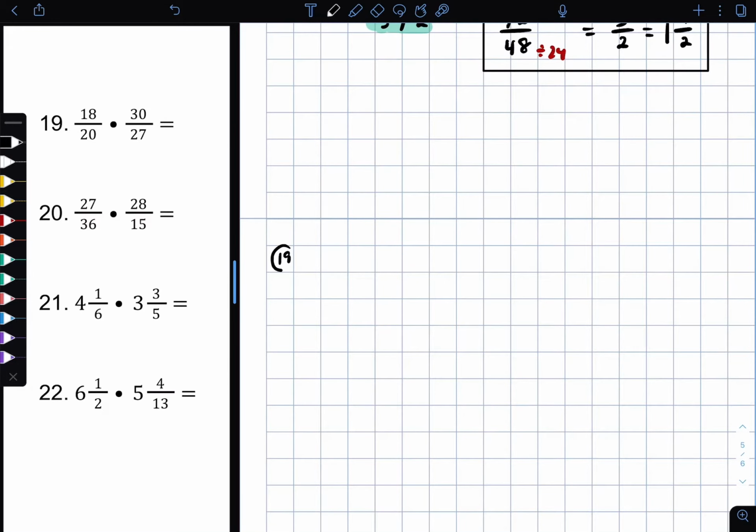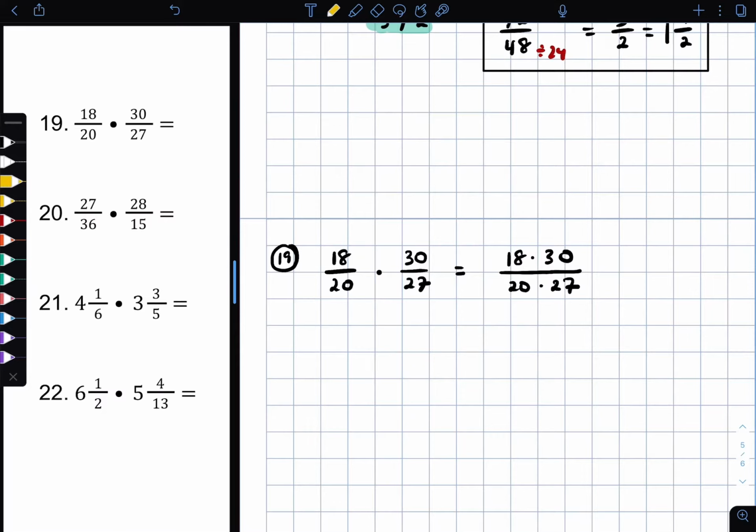So let's go to 19. We have 18 over 20. We're going to multiply this by 30 over 27. So go ahead and write them with one fraction, just so it's all together.